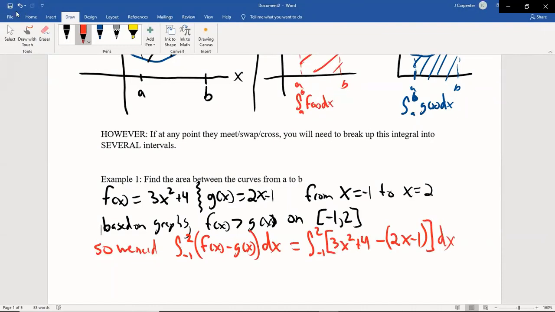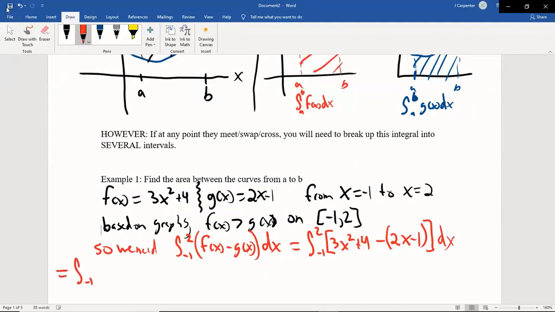Now, what some students might do is they'll do the 3x squared plus 4, they'll plug in the 2 and the -1, and they'll get the upper area, the whole thing. Then they'll do this integral of 2x minus 1 by itself. They'll plug in the 2 and the 1 into that, and then they'll get the lower one, and then they'll subtract those two numbers. And that's fine, but this is a shorter way to do it. It's going to be less work. Just combine your like terms and then do the integral.